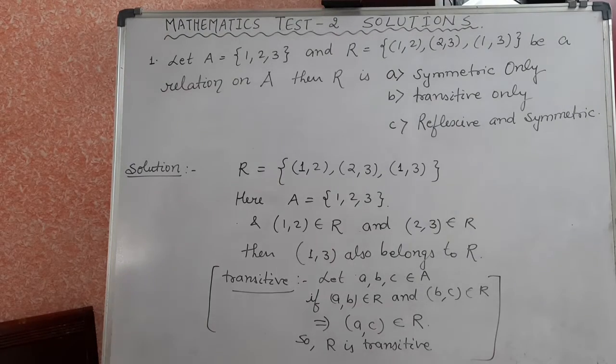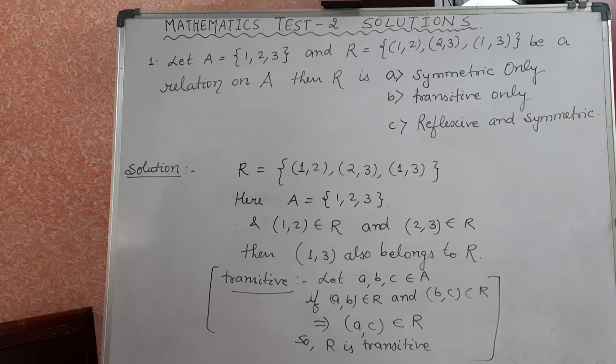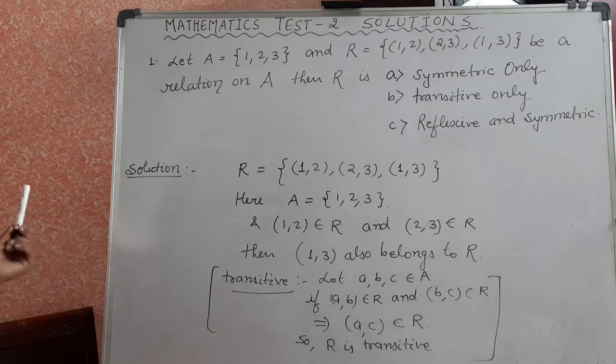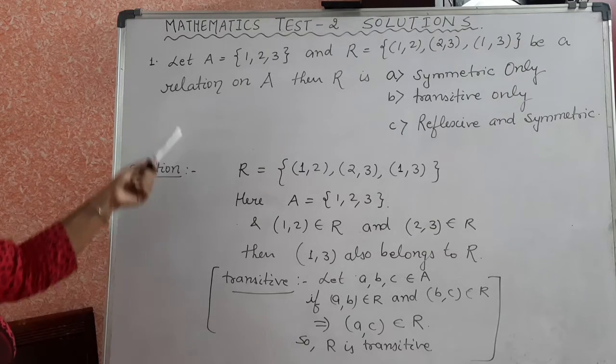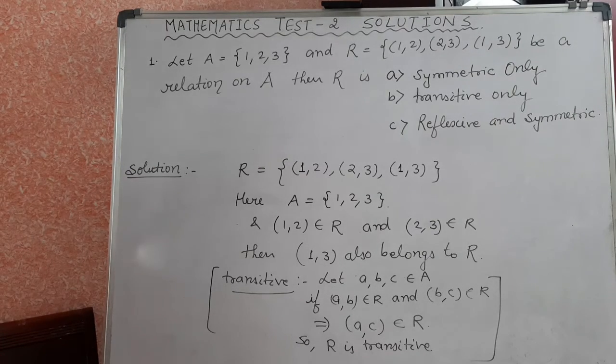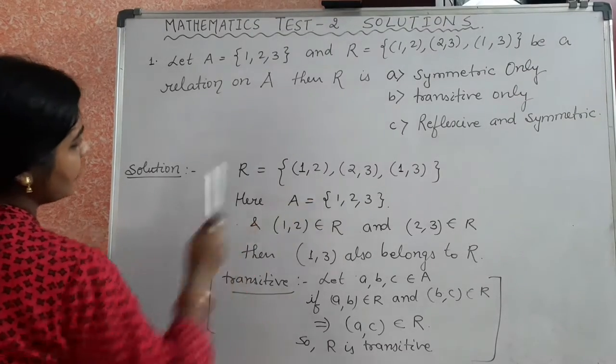So here you can see the first question is, let A equals {1, 2, 3} and relation R is given as {(1, 2), (2, 3), (1, 3)}, a relation on A. Then we have to find out whether this R is symmetric, transitive, or reflexive and symmetric. There are three options. So first of all, the set is A = {1, 2, 3} and the relation value is given here: (1, 2), (2, 3) and (1, 3).